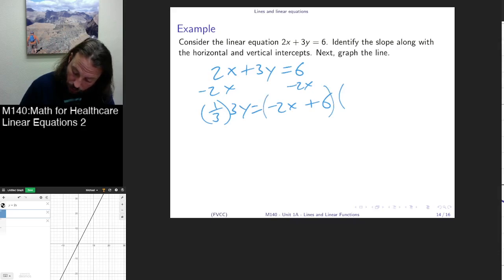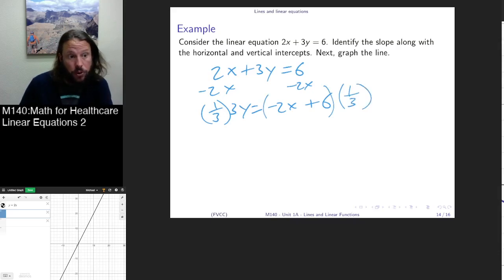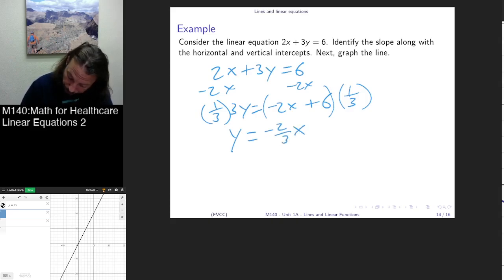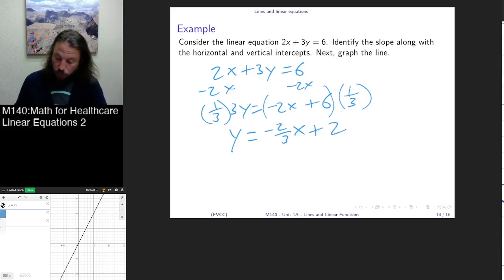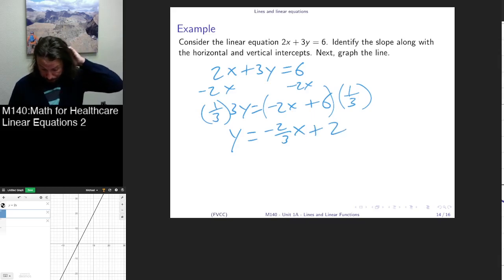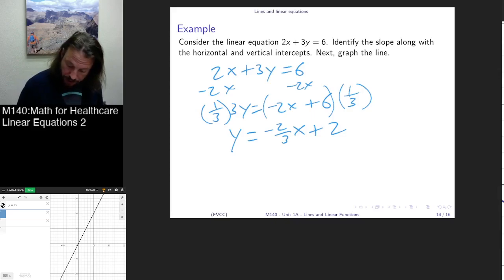Don't forget the whole side over here. I think it's worthwhile to write the parentheses, as that's definitely what we mean. And so we get y equals negative 2/3 x plus 1/3 times 6, which is 2. And so we identify the slope is negative 2/3.